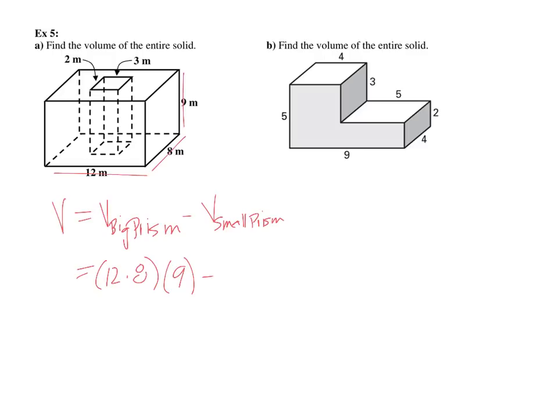Now what's the area of the base for the small prism? I have 3 times 2 here. 3 times 2. And what's its height? Same as the big prism. It's 9.